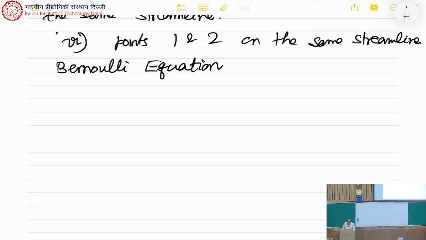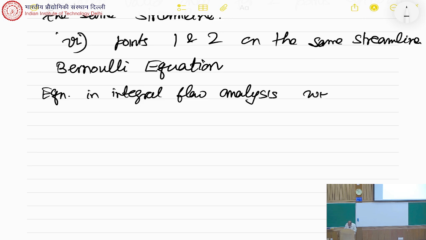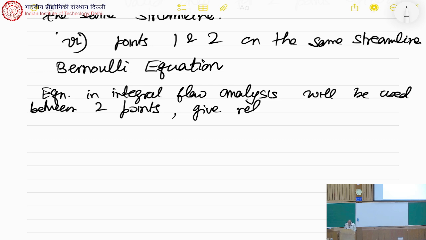So this equation in integral flow analysis will be used between 2 points. So in that sense, it is not on the whole control volume the way we are doing mass balance. And this will give a relation between P and V, which is the speed.